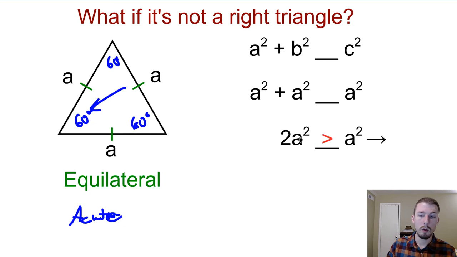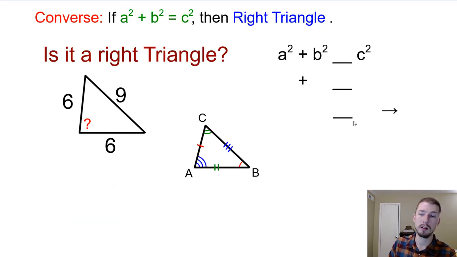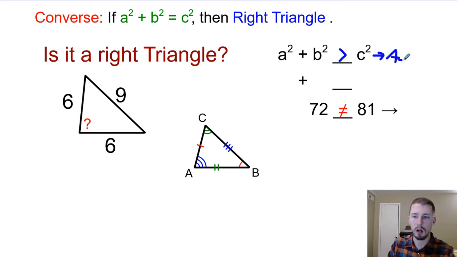So when a squared plus b squared is bigger than c squared, like in this case, where it's twice as big, then what kind of a triangle is this? Well, this was always an acute triangle. So whenever we have a squared plus b squared bigger than c squared, it's an acute triangle. So if we look back at our previous example, we had 72, which was not equal to, it's actually less than c squared. So what kind of a triangle would this have to be? Well, if these two were bigger than c squared, then that would mean that this is acute, right?